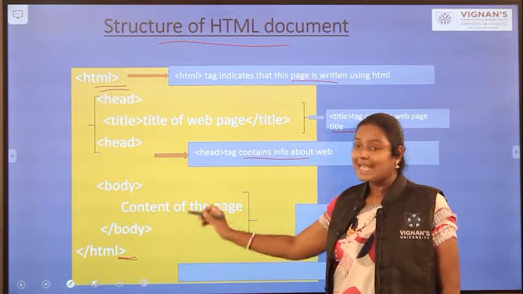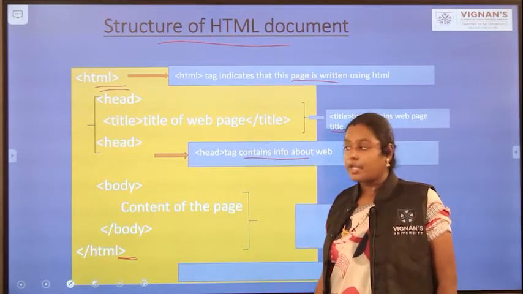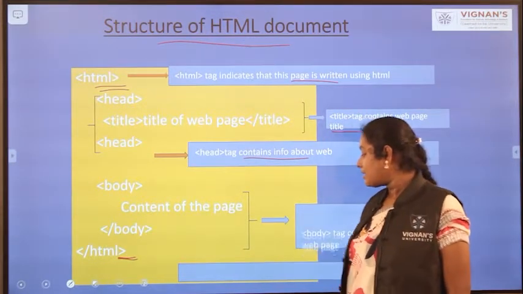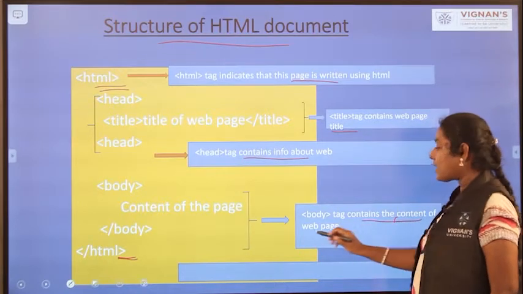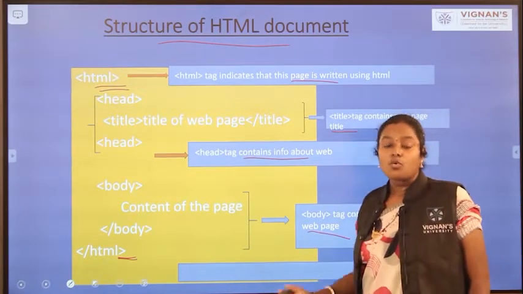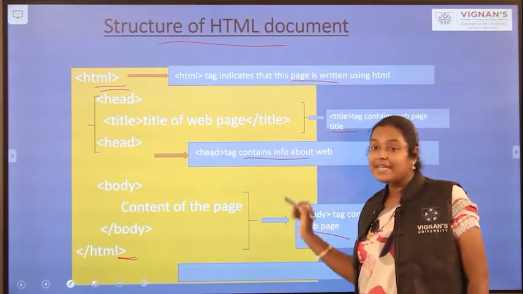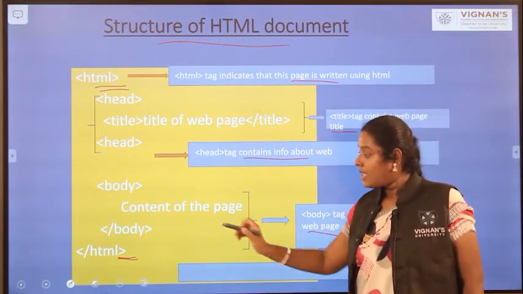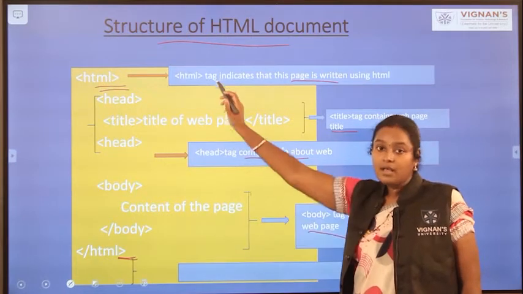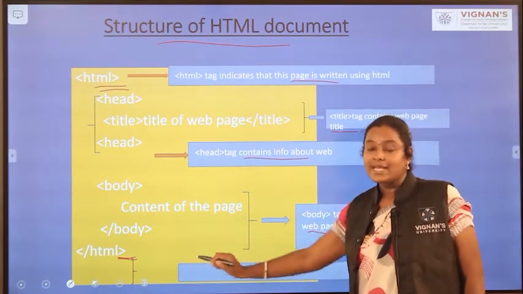Next, coming to the second section, that is the body part. The body part will contain the content of the web page. Whatever content you want to display on the web page must be written inside the body part. And next, the ending of the root tag, that is /HTML.